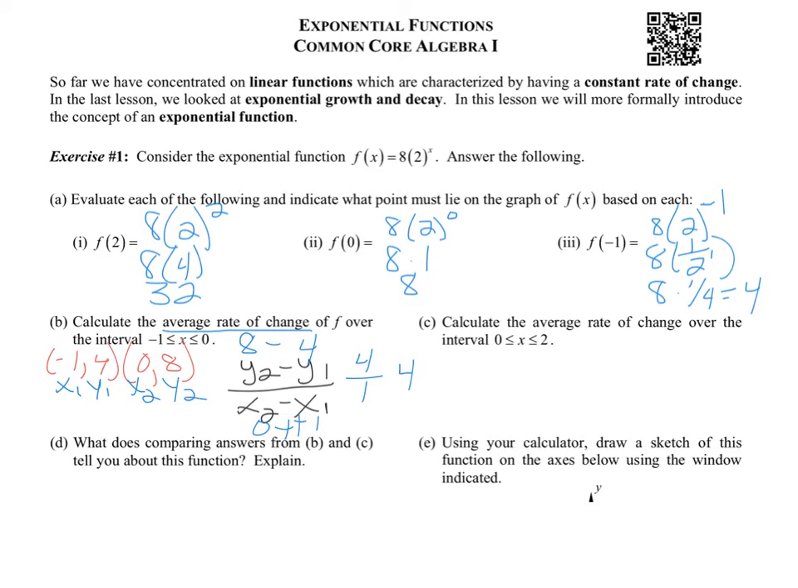C. We are going to find the average rate of change again. So we're going to write down our formula, y2 minus y1 over x2 minus x1. Now my interval is going to be from 0 to 2. So my 0 is going with 8, and my 2 will be going with 32.